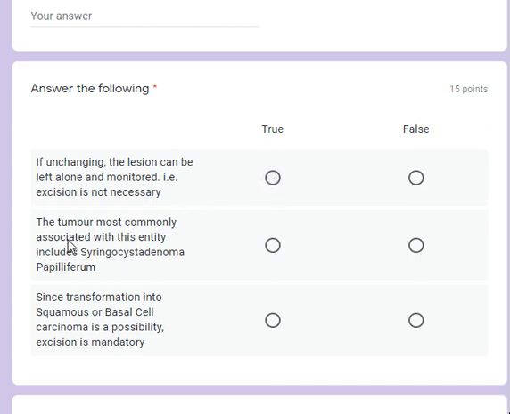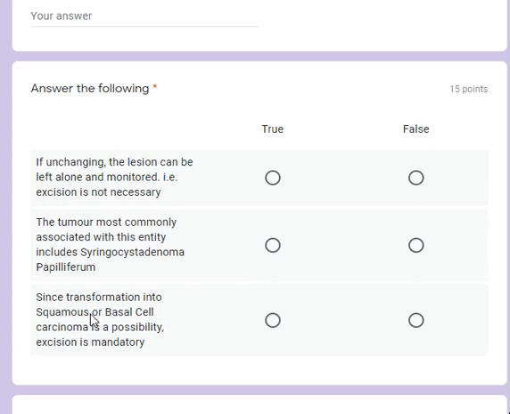The tumor most commonly associated with this entity includes syringocystadenoma papilliferum. The answer is true again. Now, I told you earlier that trichoblastoma is very common. If you look at different studies, trichoblastoma and syringocystadenoma papilliferum rank equally. So both these entities, trichoblastoma and syringocystadenoma papilliferum, rank equally, and both are commonly associated with sebaceous nevus, and both are believed to arise in equal frequency in this entity.